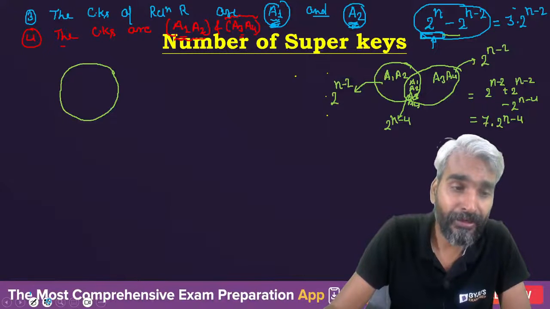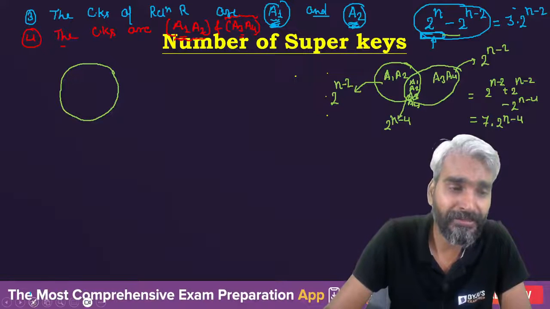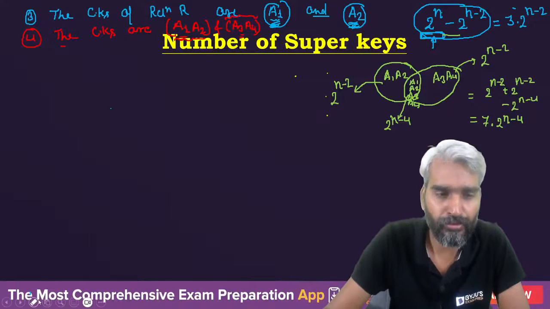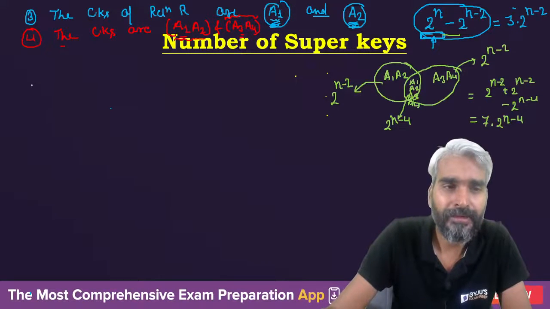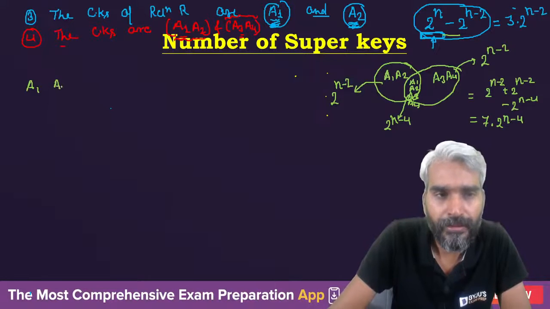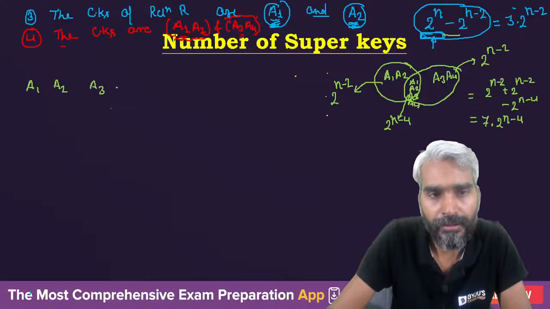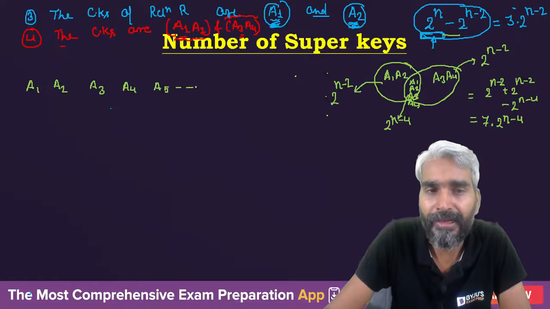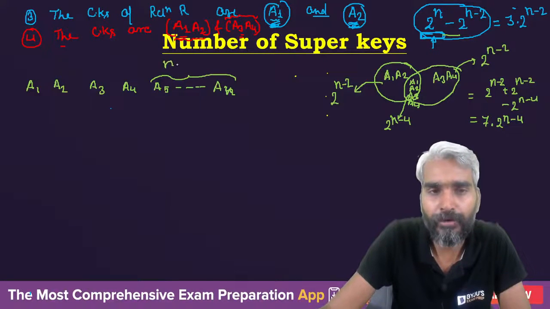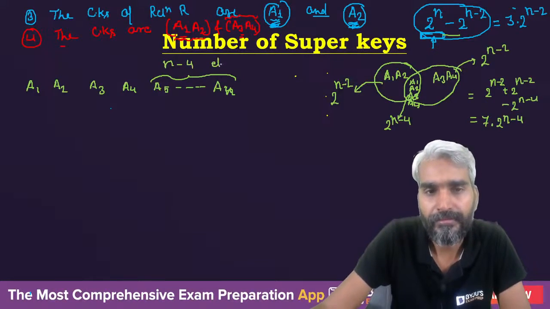Clear, sir? Sir, can you also explain this in another way? So see, if it is a concept, it can be applied everywhere. Let's try to understand that if you have A1, A2, A3, A4, then you only need to worry about A1, A2, A3, A4. For the remaining A5 to AN, these are n minus 4 elements. Right, sir?